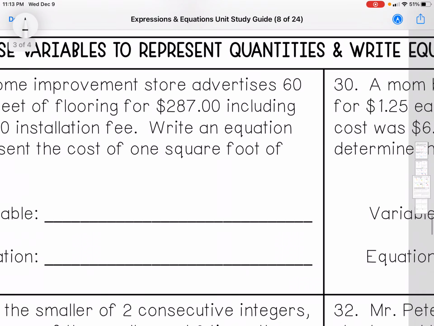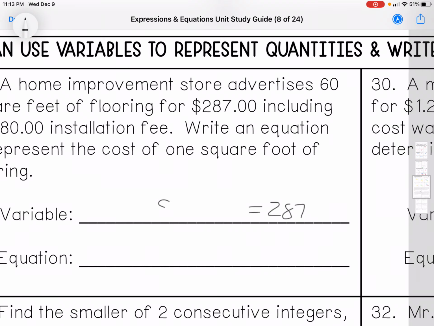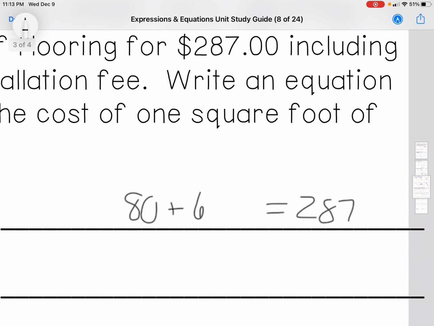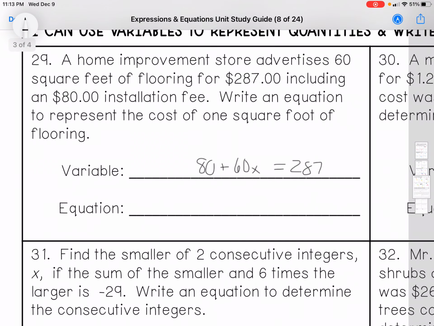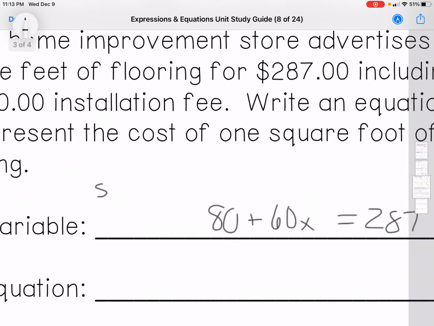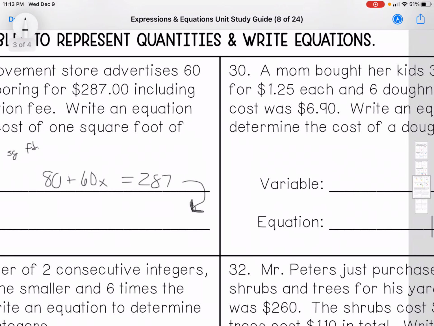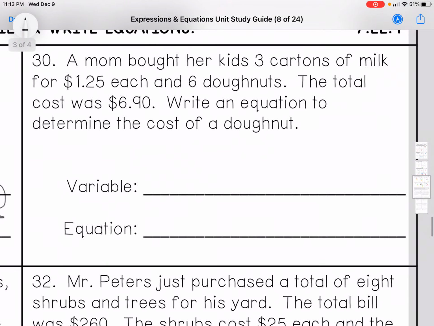Okay. We know the total cost is $287. We know there is a base cost, an installation fee of $80. So $80 plus 60 square feet times X. Okay? I wrote that in the wrong spot. That was supposed to go there. My bad. The variable is cost per square foot, and that was supposed to go at the variable. Okay? They didn't ask you to solve these, they just asked for the equation. So we're not working these out.